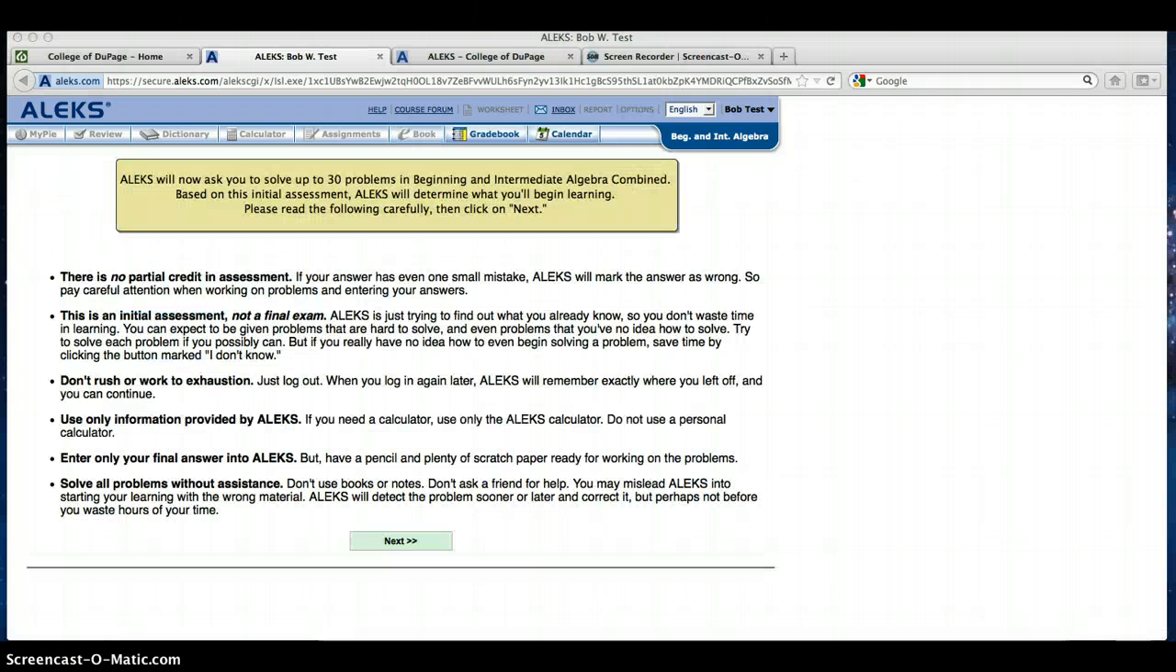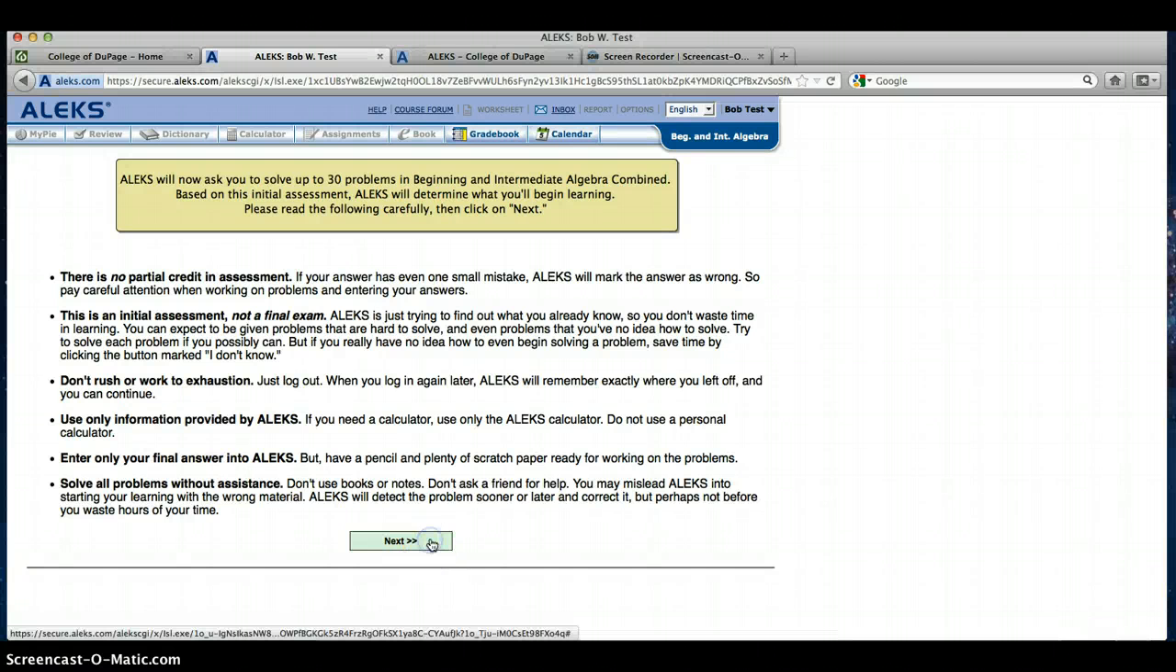Okay, next you're to go ahead and do the initial assessment. So everyone must go ahead and complete the initial assessment. Notice no partial credit. It is not a final exam. Don't rush. Use only the information provided. Use only the ALEKS calculator. Enter only the final answer and don't use assistance. This is designed to help determine which lessons you need to work with.